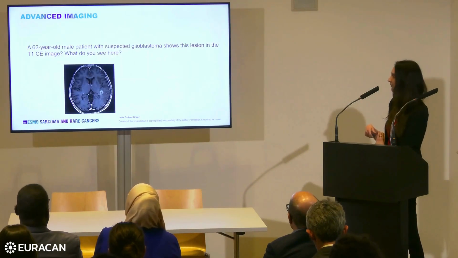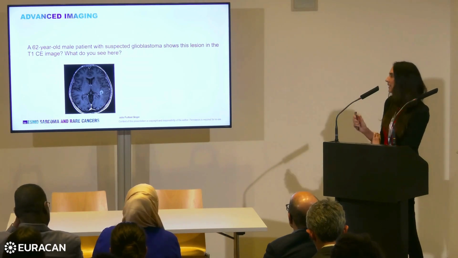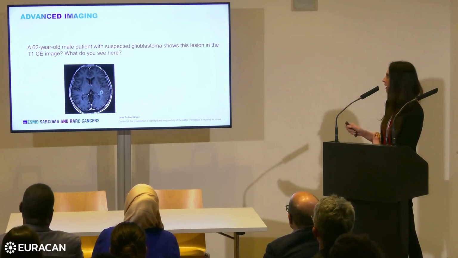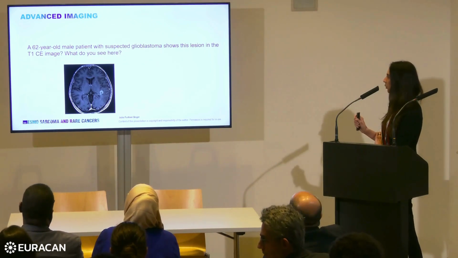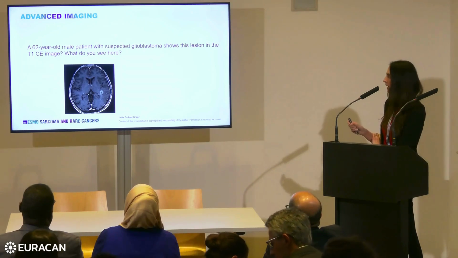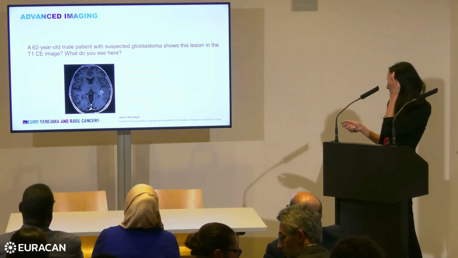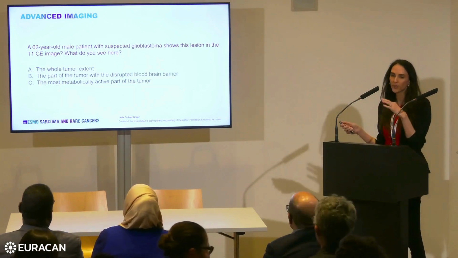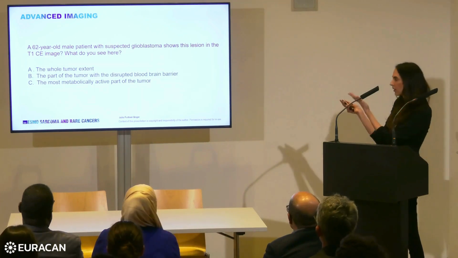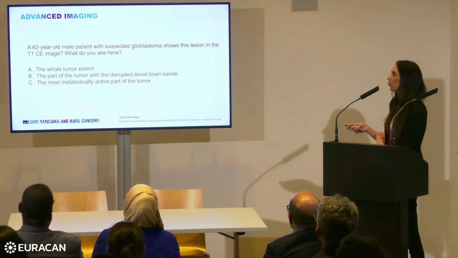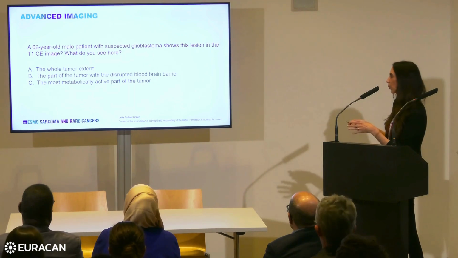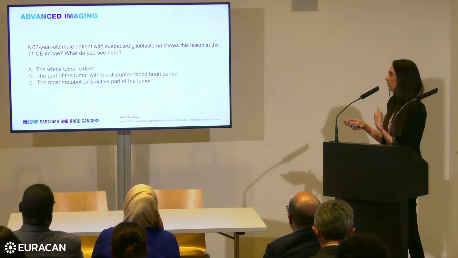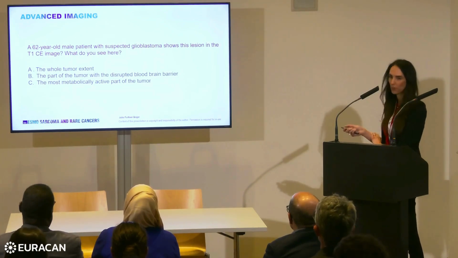Next case. A 60-year-old male patient with suspected glioblastoma shows this lesion in the T1 contrast-enhancing images. And now what do you see here? We heard about it in the afternoon already. Do we see the whole tumor extent depicted on this image? Do we only see the part of the tumor with the disrupted blood-brain barrier, or do we see the most metabolically active part of the tumor?